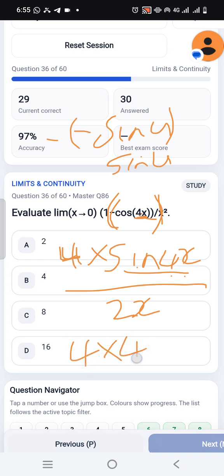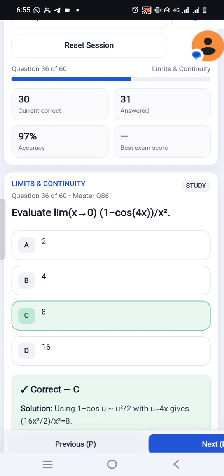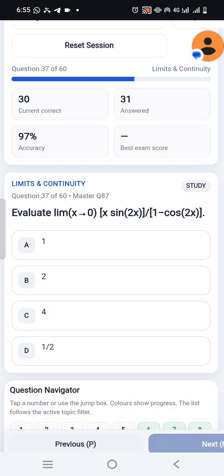So this can be like 4 times 4s all over 2s. The s will cancel, so that is 4 times 4 all over 2. 4 times 4 is 16, all over 2, that is 8. So I can even pick 8 directly like that. Do you get it? So, moving to the next question.